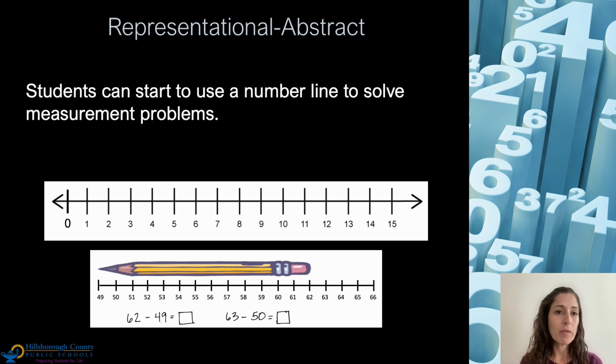So the example on the slide shows a pencil that starts at 49 and goes to 62. Well, finding the difference between those two numbers to find the length of the pencil, that's hard for them to do in their head. They'd have to write that out. But if a student understands the strategy of compensation, they know that the difference is just the distance between those two numbers, they can slide it over one spot and instead solve 63 minus 50, which is much easier for them to do in their head.